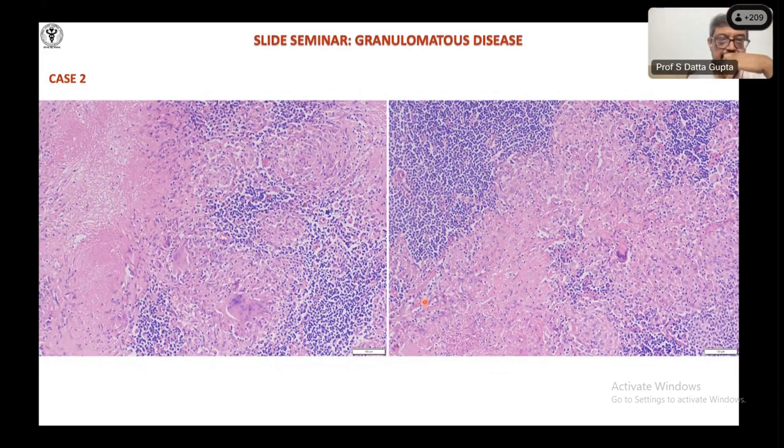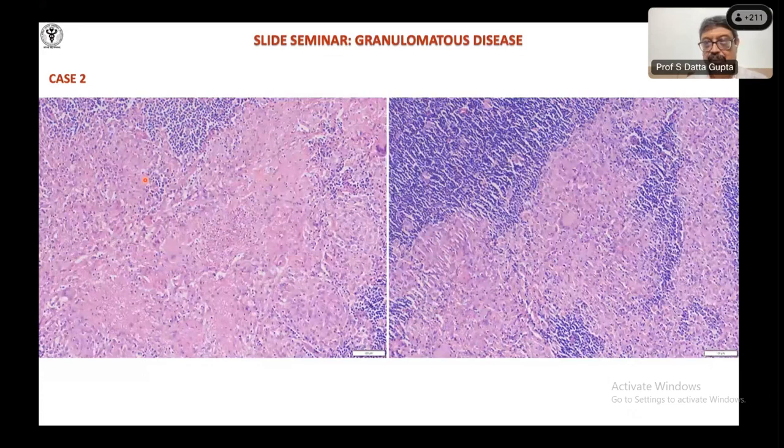Anything else here? Langhans type of giant cells are seen. Anything else? Rashmi? Important thing is they are becoming confluent. See? This granuloma is joining with that and that. That's an important finding. Necrotizing with confluent. Yeah, okay. Very good. Anything else, Rashmi? You want to add?